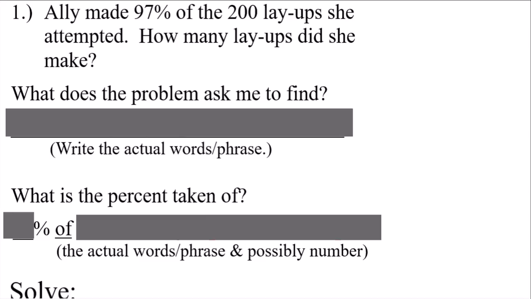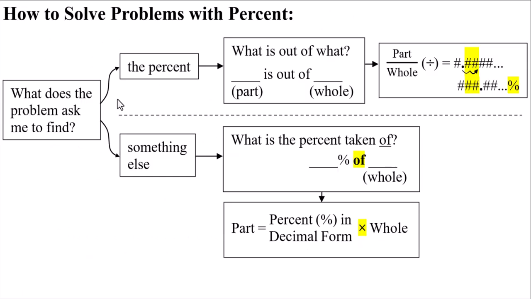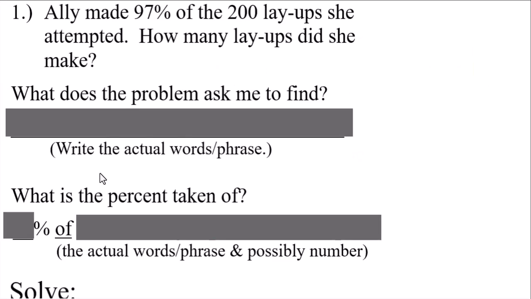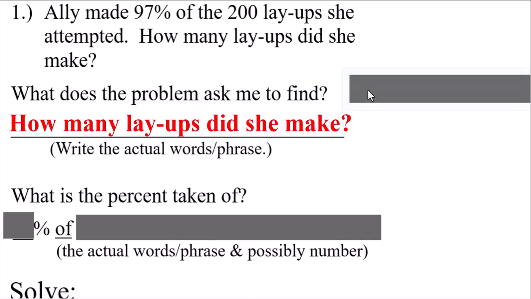Okay. I'm going to help you dissect these word problems, and I'm going to basically follow the flow chart we were talking about on the first page. What is the problem asking me to find? Is it the percent or is it something else? Well, here it said, how many layups did she make? So we're going to go ahead and write that down. The problem asks me to find how many layups she made.